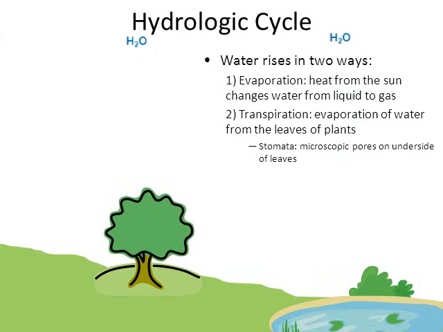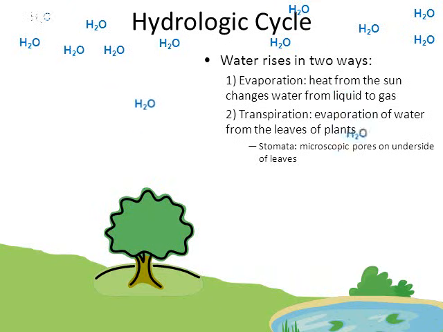So here we have our animation showing evaporation and transpiration. Well, all this water, as it rises into the air, collects in the atmosphere. And so over time, water begins to build up and collect. Again, this is water vapor, gas. Water gas builds up and collects in the atmosphere.